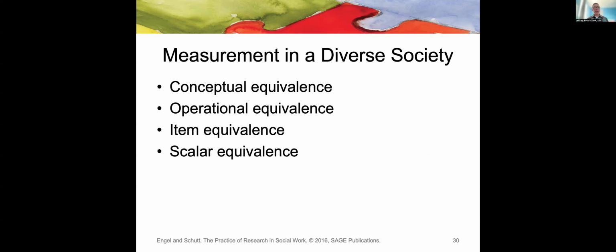So all of this, now we're getting back into some of the diverse society issues, the social justice issues we've been talking about. When we have conceptual equivalence, a lot of this has to do with whether the concept differs across cultures. Does it have the same meaning? Are there the same precursors and consequences that relate? And does it relate to other concepts in the same way?